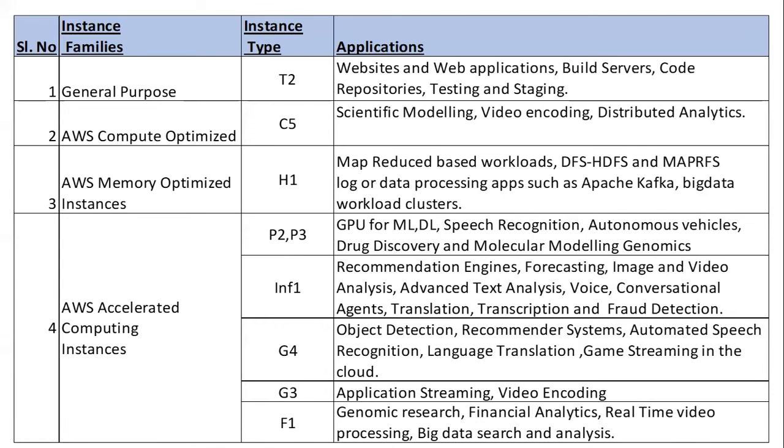When you are working on image processing, you can't rely on just a CPU. You would need a GPU, which is graphics processing unit, for ML and DL activities. For speech recognition, autonomous vehicles, drug discovery, and molecular modeling, genomics. So for any of these applications, you can go with P2 or P3.